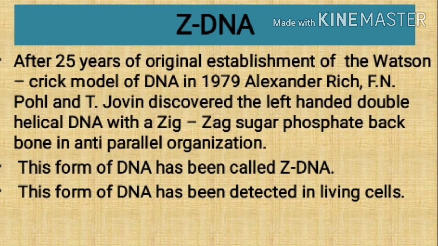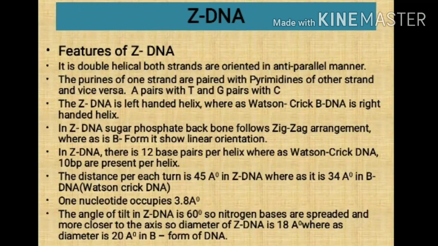After 25 years of original establishment of Watson-Crick model of DNA, in 1979, Alexander Rich, F.N. Paul and Jovin discovered left-handed double helical DNA with a zigzag sugar phosphate backbone in anti-parallel organization. This form of DNA has been called zDNA. This form of DNA has been detected in living cells.